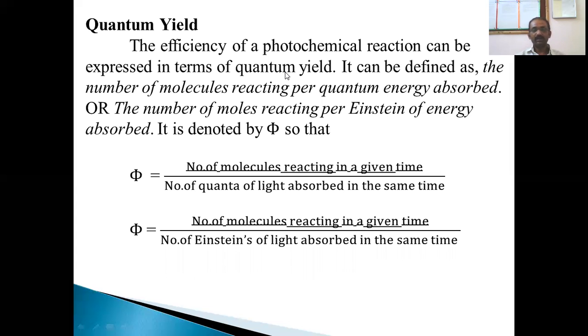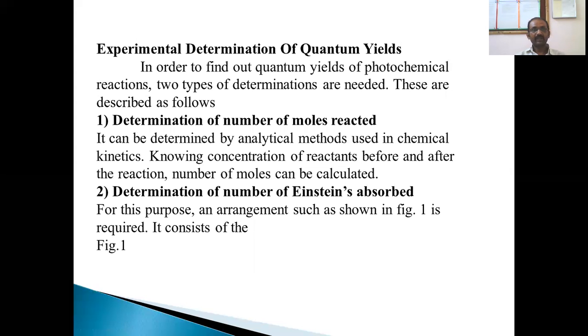This is about the quantum yield. Experimental determination of quantum yield: you can find it out by experiment. In order to find out the quantum yield of a photochemical reaction, two types of determination are needed. These are described as follows. First, determination of the number of moles reacted, and second, determination of the number of Einstein absorbed. You can see these two methods here.